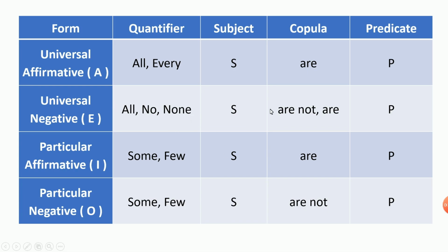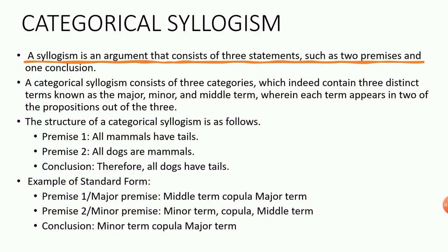So all yes or not P, and as for the other quantifiers, no yes or P, none yes or P. And for particular affirmative, some yes or P, few yes or P. So see here, like I said, particular affirmative and negative, everything would be having the same thing. The only difference here would be the copula, that is the connecting linking verb. So this is the form and quantifier for understanding.